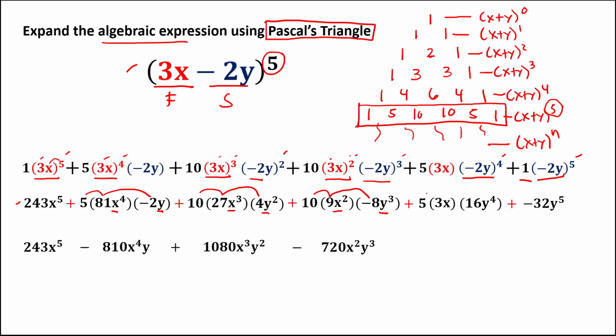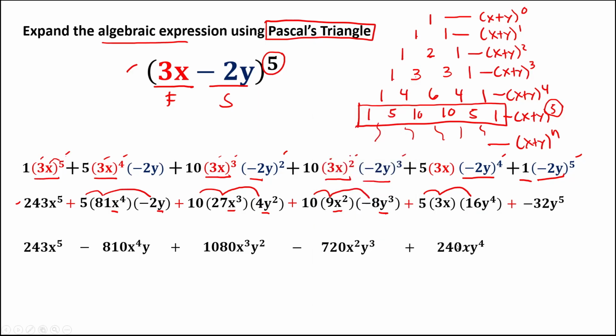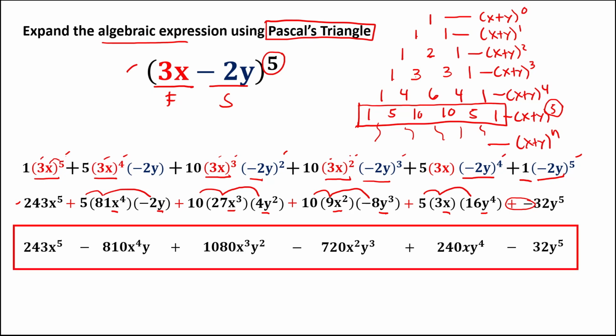Then for this, 5 times 3 times 16. So that's positive 240. So plus 240. Then bring down the variables x and y to the power 4. Then for the last term, since it is positive and negative, this becomes negative or minus 32y to the power 5. So this is now the expansion for this binomial.